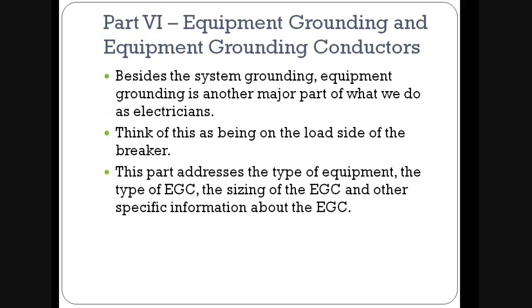Then Part 6, equipment grounding and equipment grounding conductors. Here's where we start talking about the load side of the breaker. So maybe in the other systems we're talking about grounding and bonding on the line side, and that's the system grounding. Equipment grounding is a major part of what we're going to do, because that's everything that's on the load side of the breaker. It's going to address the different types of equipment, the types of equipment grounding conductors, the sizing of equipment grounding conductors, and a lot of other specific information about the equipment grounding conductor.